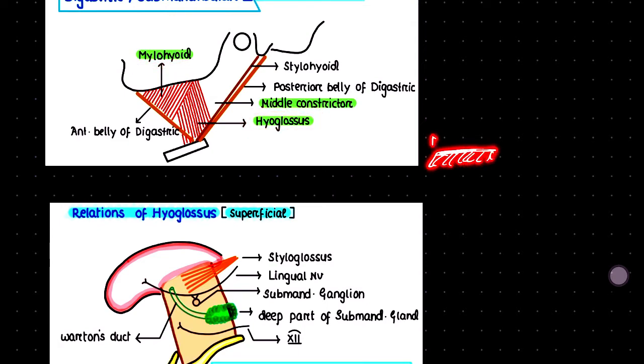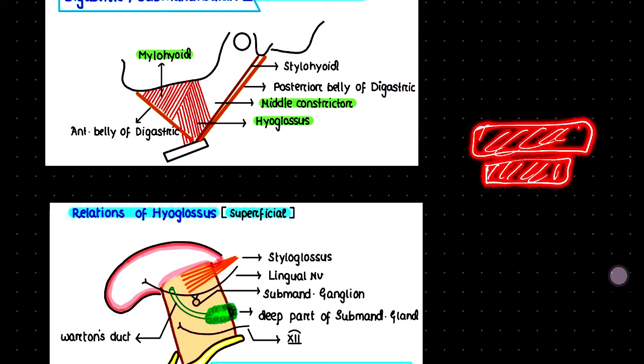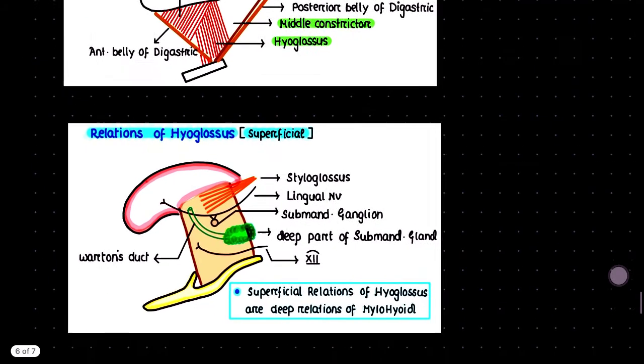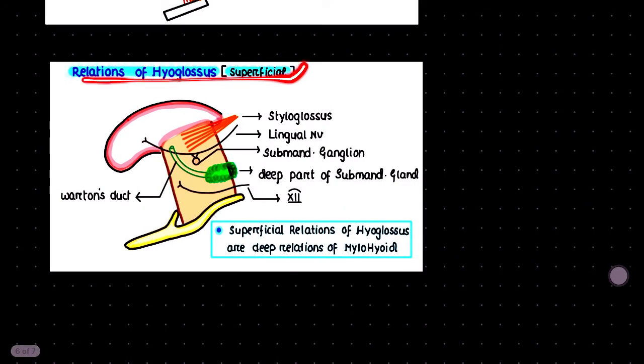Hypoglossus, and here what we have got? We have got myohyoid, right? If structures are present right here in this region, then we can say that this is hypoglossus and this is our myohyoid. So if something is present here, then it is present on the surface of this hyoid bone, but deep to our myohyoid. So now let's talk about the relation of hypoglossus superficially.